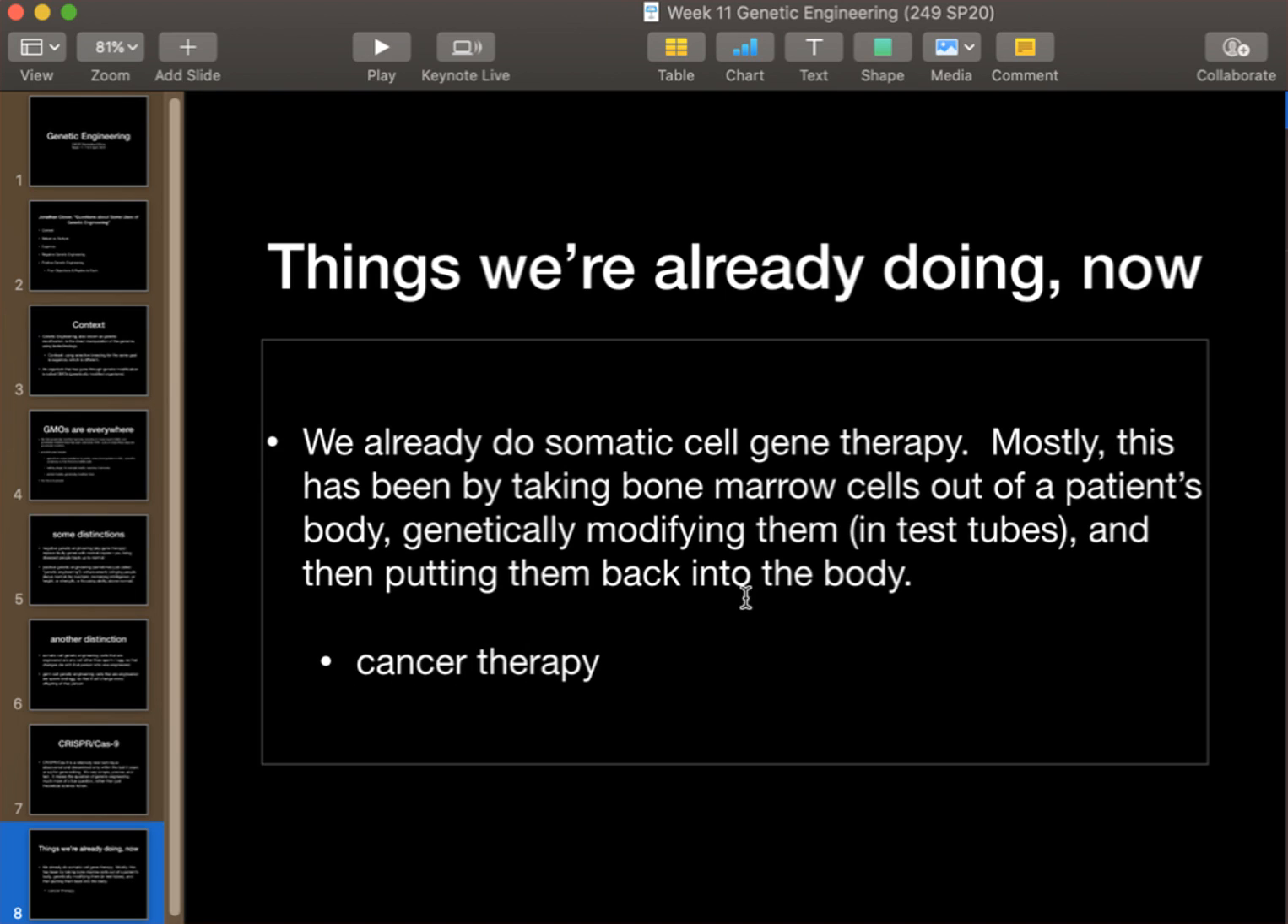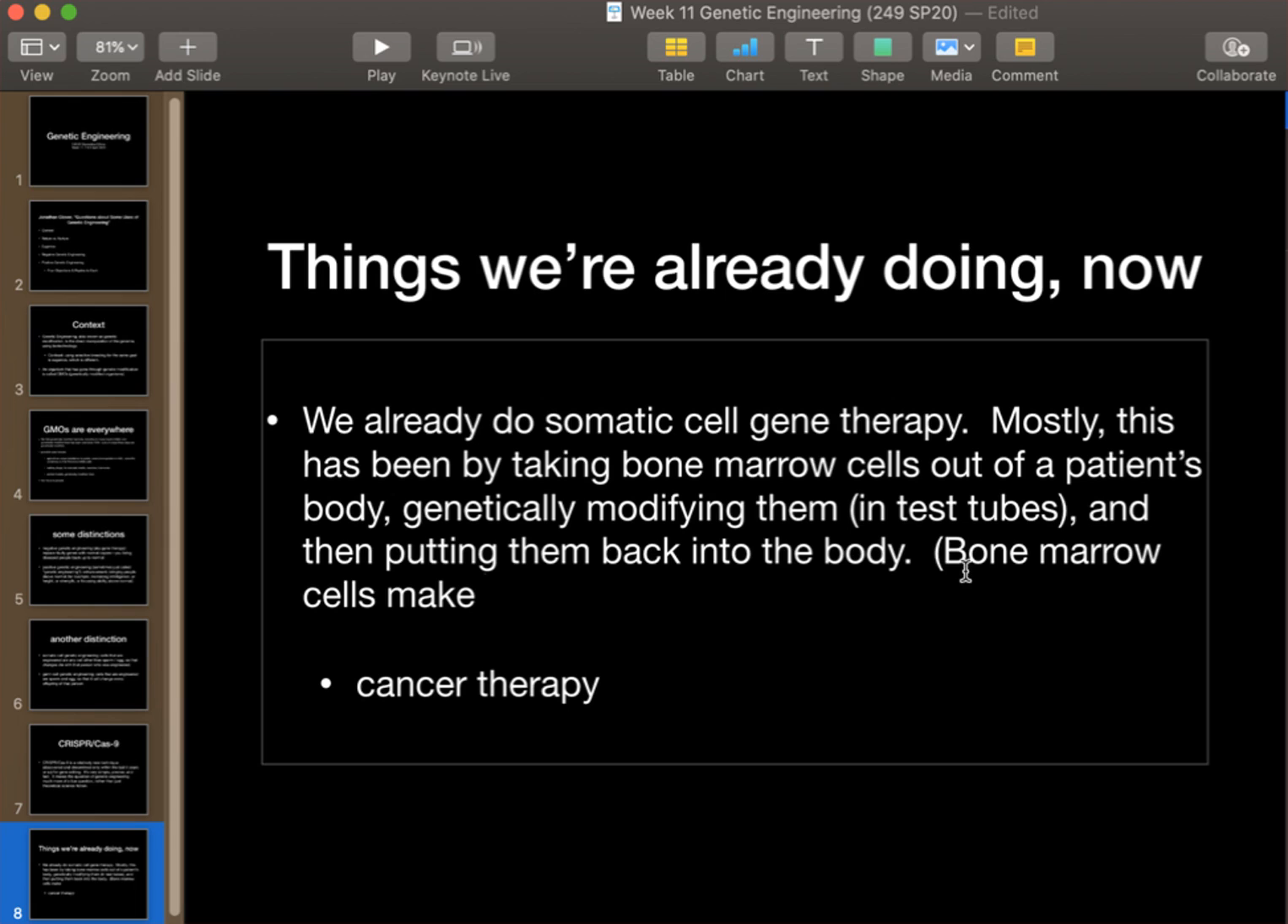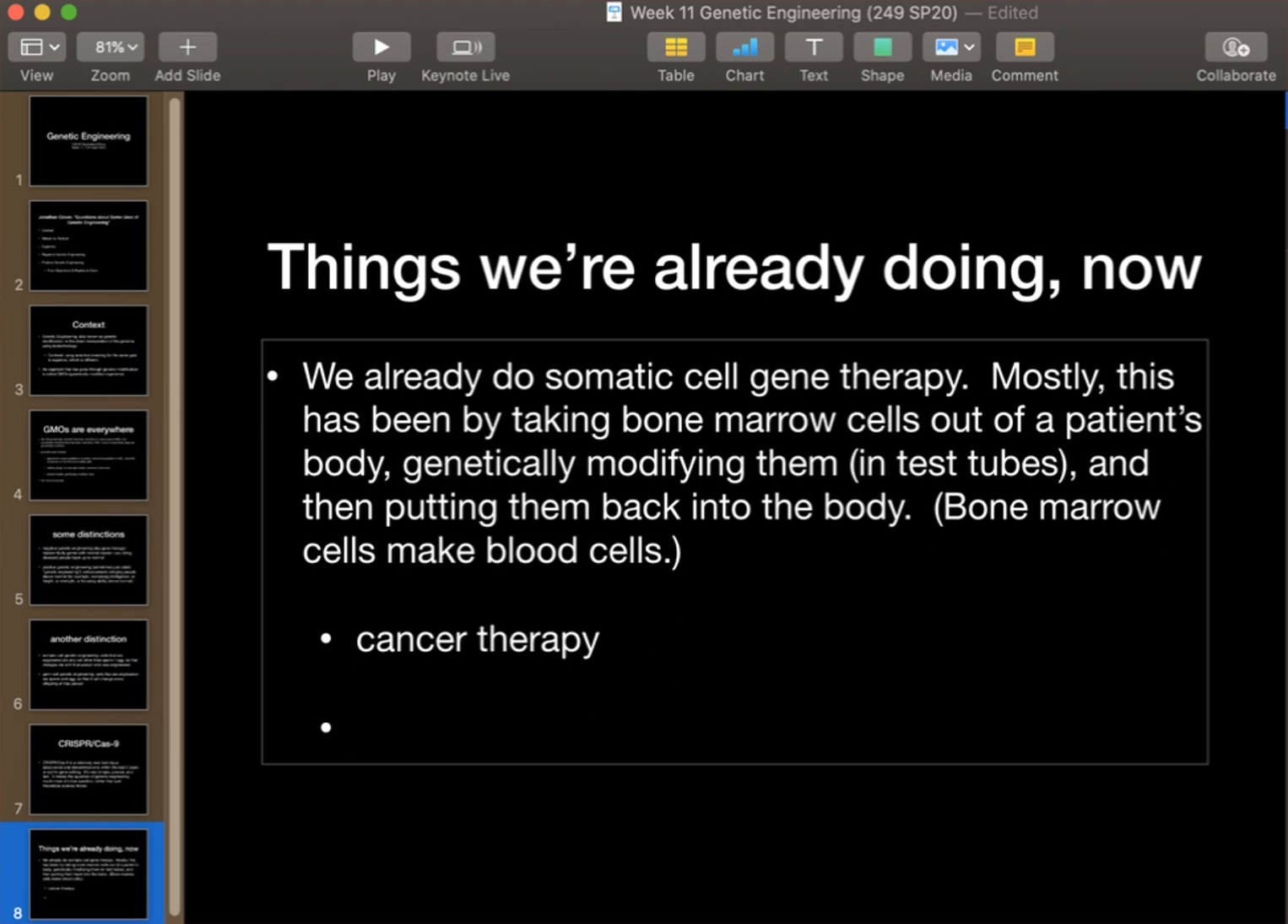Okay? You can make bone marrow cells, if you remember, I think I said this in class once. One of the most important things your bone marrow does is make your blood cells. For example, your red blood cells, your white blood cells, all of these are made in your bone marrow. So if you have a particular kind of cancer that is a cancer of the blood cells, like lymphoma, leukemia, you can get gene therapy for that. And that's really cool. So some people are already getting that.